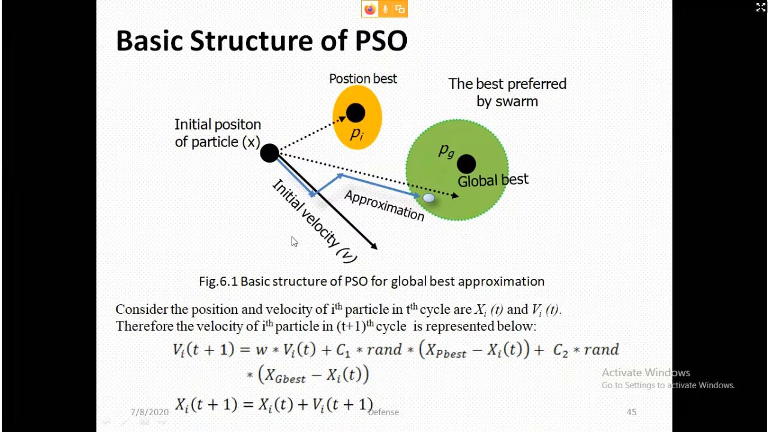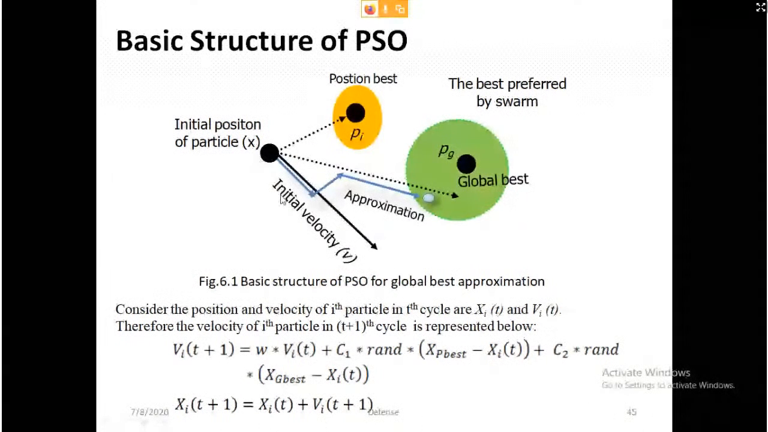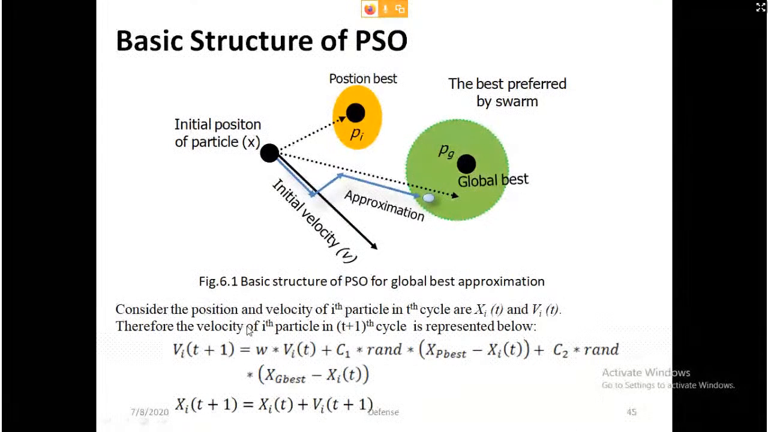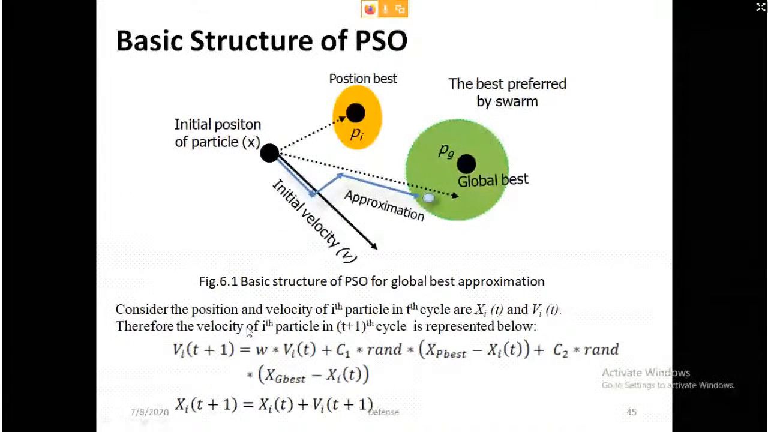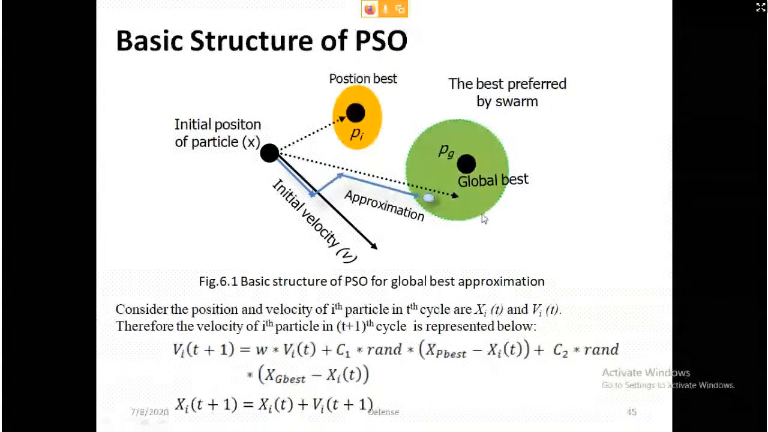Here the velocity, what I am saying is that it is not meters per second or centimeters per second. It is also a position shift. The parameter here, the velocity we are considering, is the next position shift. It is also a position value. So the position shift is updated with respect to this V(t+1), which is a function of its local best position and global best position.